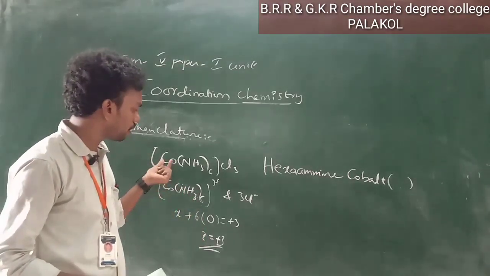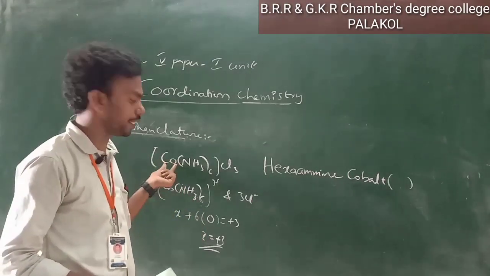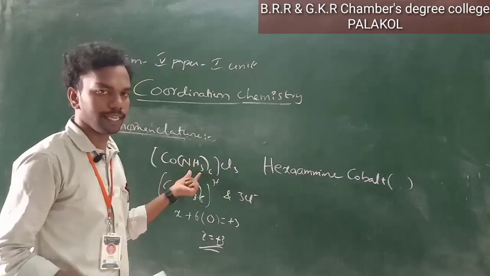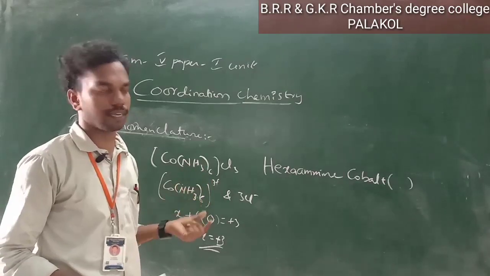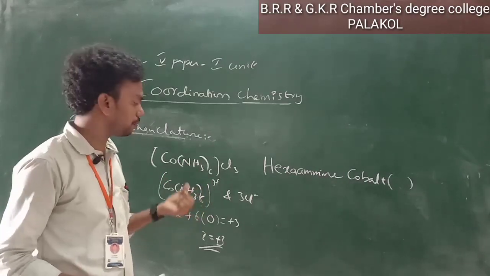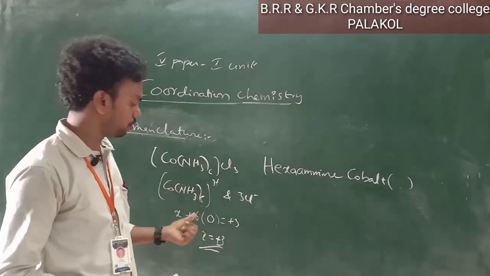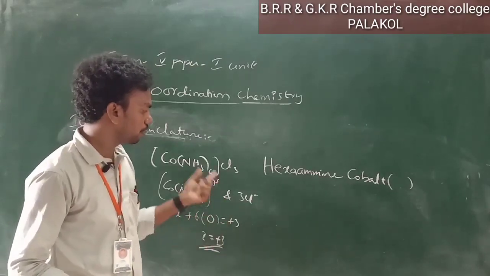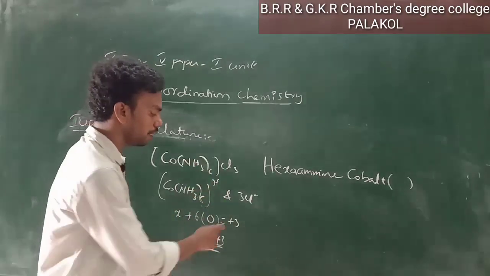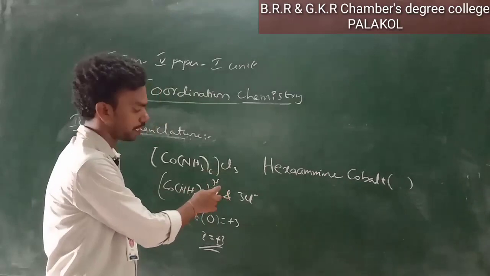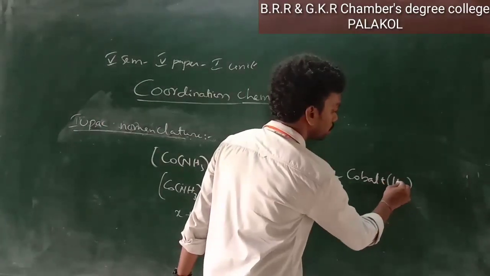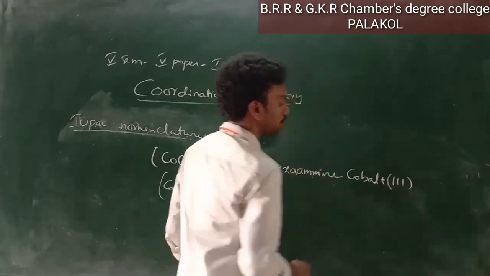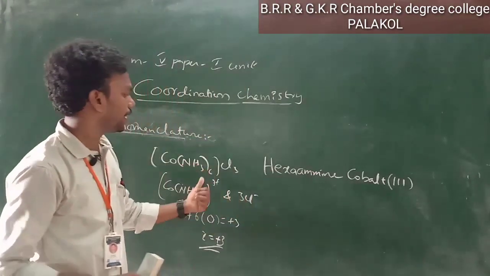In order to calculate the oxidation state of cobalt here, you should know the nature of the ligand here, either cation ligand, anion ligand, or neutral ligand. Here ammonia is a neutral ligand, so that means no charge over the molecule. So 6 into 0 is equal to the charge over the coordination sphere. Here the charge is plus 3, so X equals plus 3. Just write it in Roman numerals, 3. So hexaamminecobalt(III).